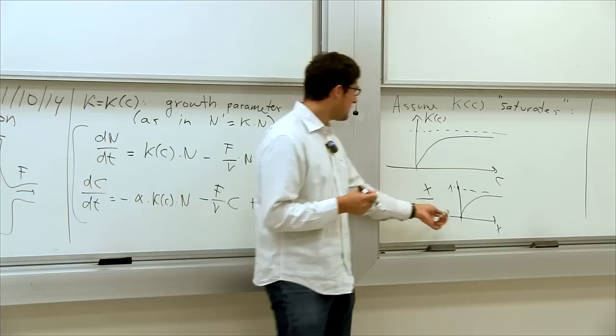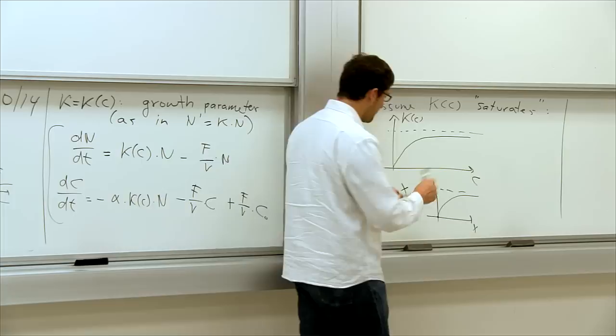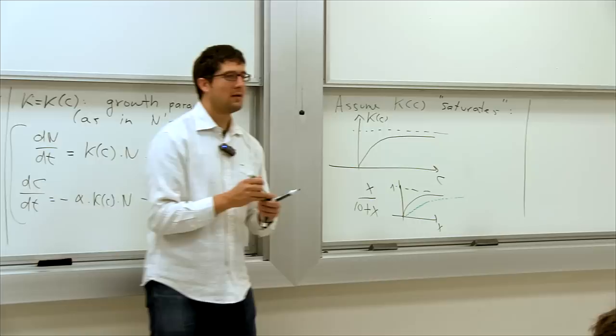It still starts at 0. It still goes to 1 for a very, very large x. How is it different? The slope is less, that's right. It starts growing slower. How do you know? I mean, intuitively it makes sense, right?